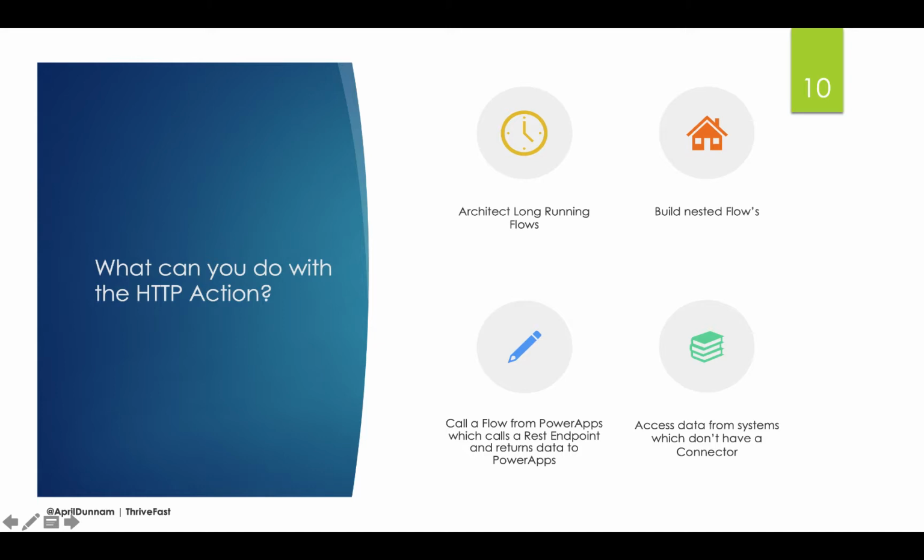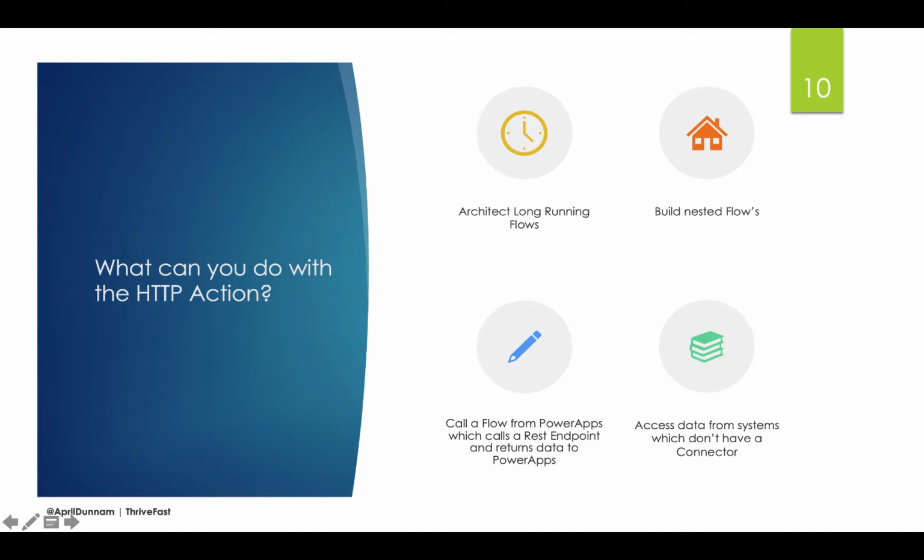A way that I love using the HTTP action is with PowerApps. So say you're building a PowerApp application and you want to be able to scan a book and return information about that book. Well, you can call a flow from your PowerApp, and that flow can call the Google Books API and return the information about the book for you into your PowerApp.